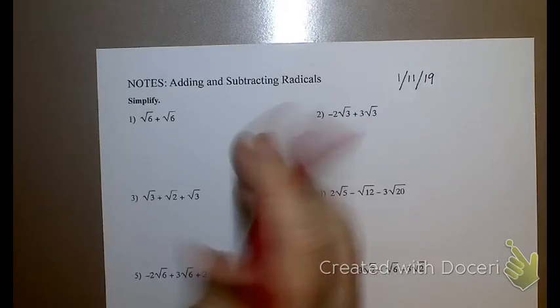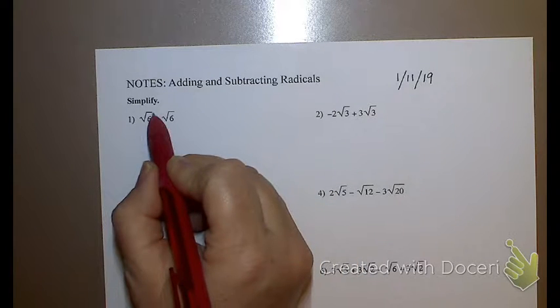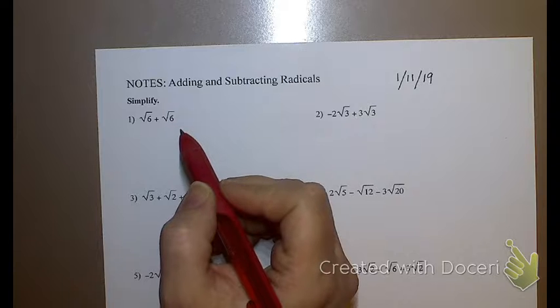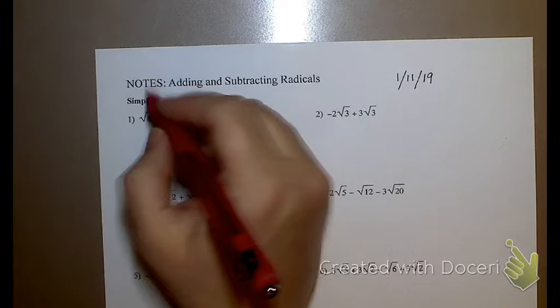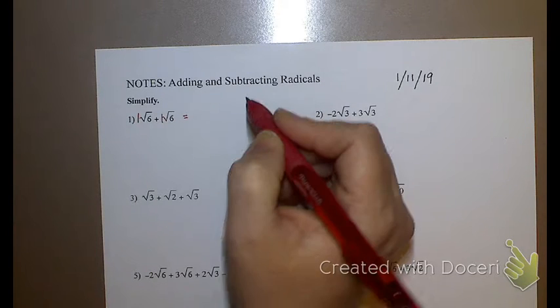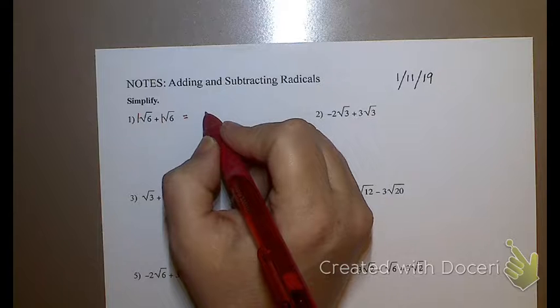Well, like terms can also have matching radicals. In other words, if I have a radical 6 and another radical 6, those are like terms. So I would assume that there's a 1 in front of those. What do you think those would add to get? Radical 12. Not radical 12.